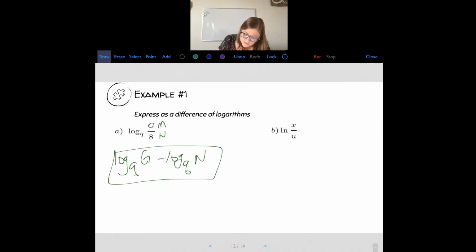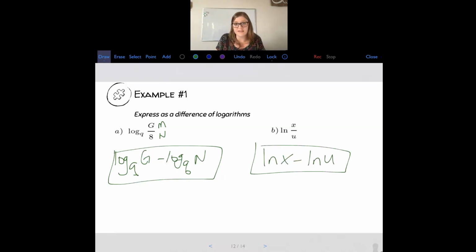Okay. Part B, we have ln of x divided by u. Ln, you just keep it as ln. You don't necessarily change it to log base e. So when we're working with this, we would have ln of x minus ln of u. And that's again because we have division, and we can write that as subtraction.